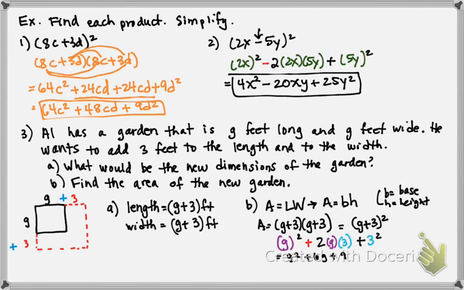Okay, so then we would say, down here, the area of the garden is g squared plus 6g plus 9 square feet. Remember, area is going to be squared. Okay, so that's the first of the special products. And then we're going to go to the next page. So this one's actually going to get the official title of Lesson 8-4, Special Products.